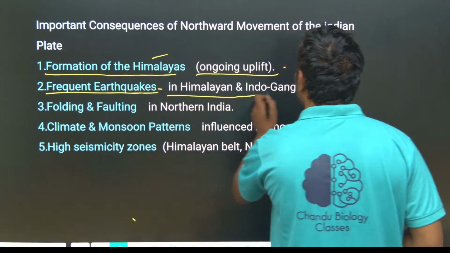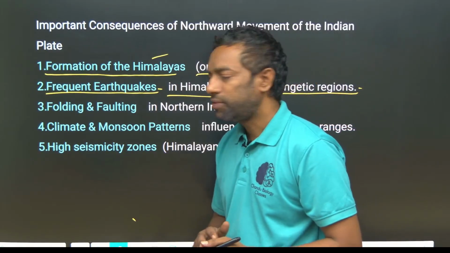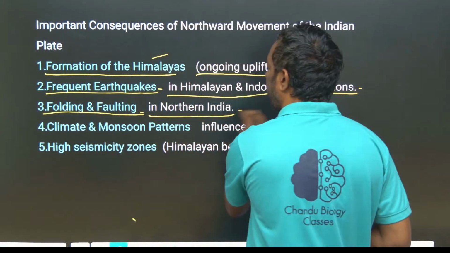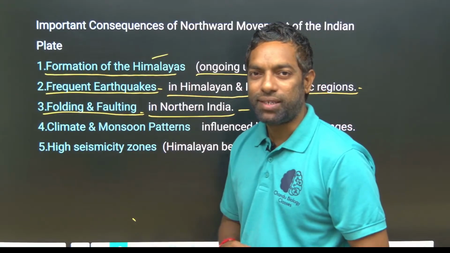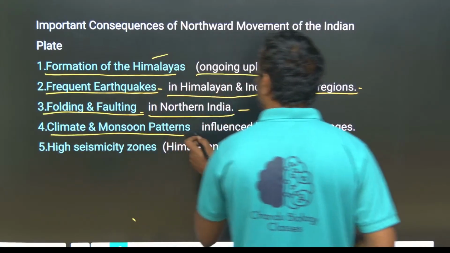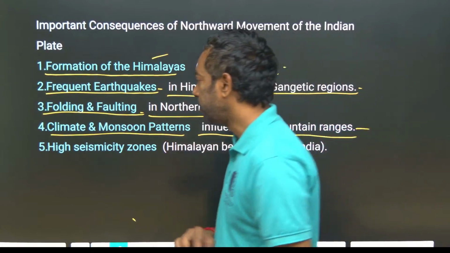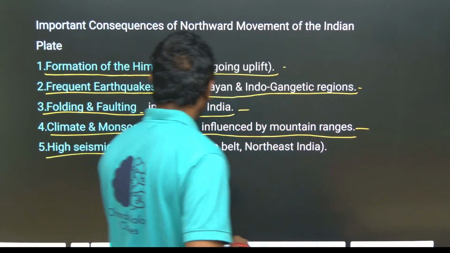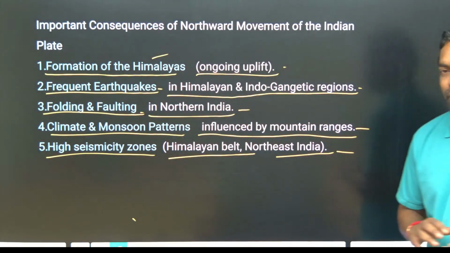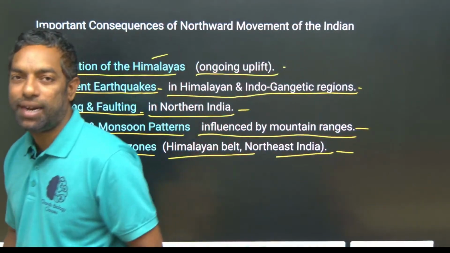In the Himalayas and Indo-Gangetic regions, mostly earthquake area, guys. Folding and faulting in northern India created the folded mountains. Climate: the monsoon pattern is influenced by mountain ranges. High seismicity zone: the Himalayas belt and northeast India have high seismicity. There is a high earthquake area, guys. I hope you understand this.